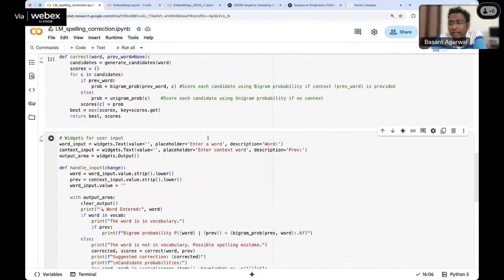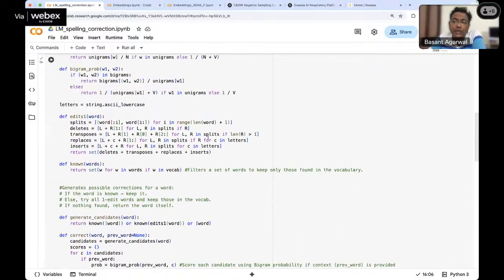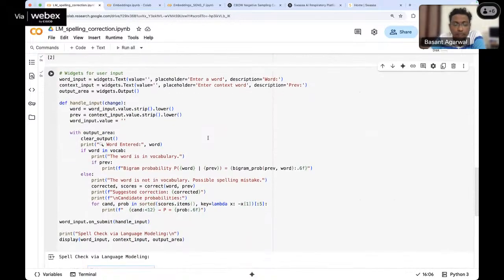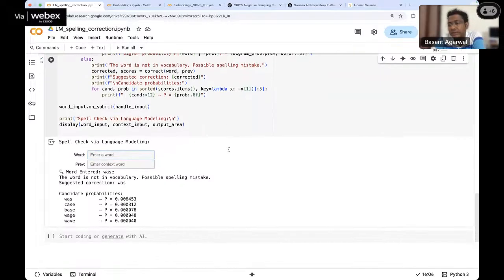So this is again a small experiment for understanding how we can use language modeling for spelling mistake detection, and then we can use it for correction using the edit distance algorithm. Okay. So any questions on this so far?